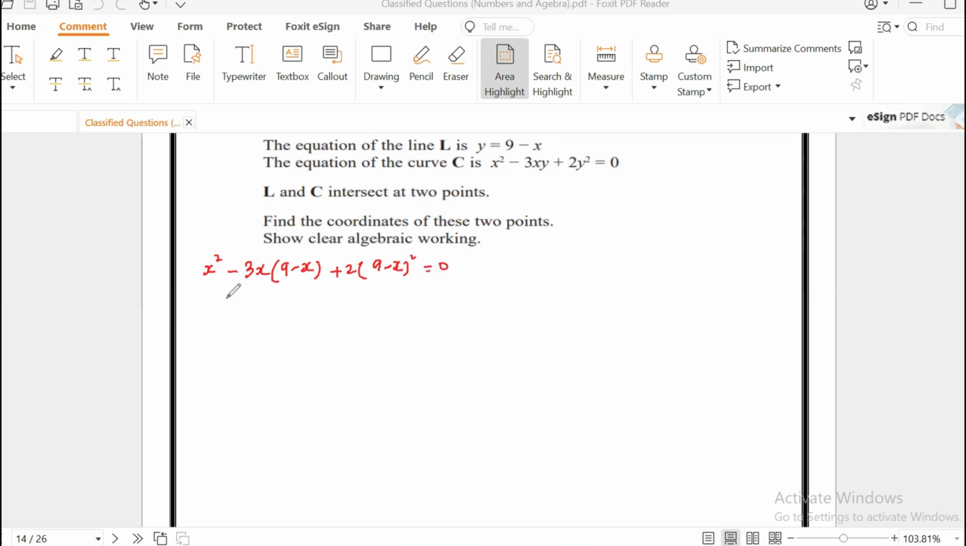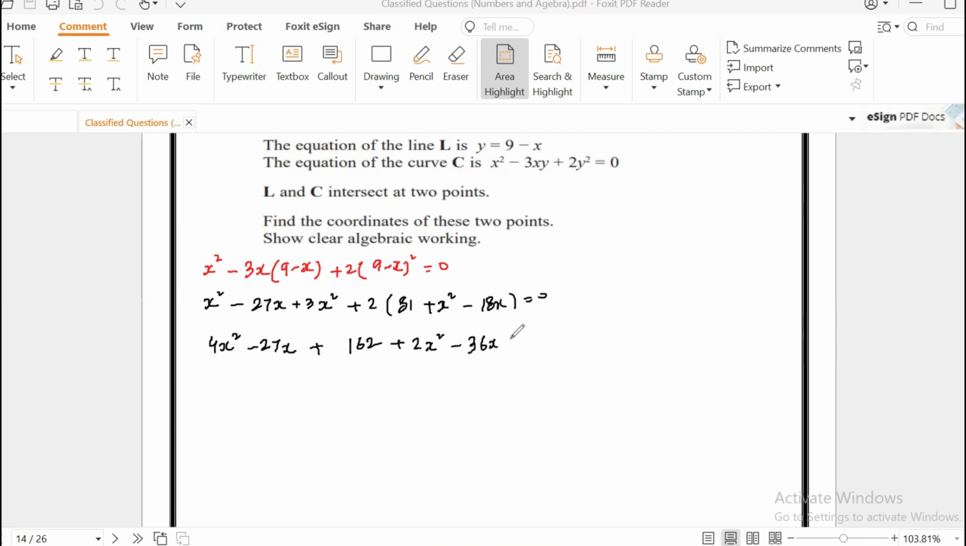After this, we can simplify. So x squared minus 27x plus 3x squared plus 2 bracket open. We can use the formula of a minus b whole square, which is equal to 81 plus x squared minus 18x equals 0. We can simplify more, like 3x squared plus x squared gives us 4x squared and minus 27x. Here we can multiply 2 inside, so that gives me 162 plus 2x squared minus 36x is equal to 0.